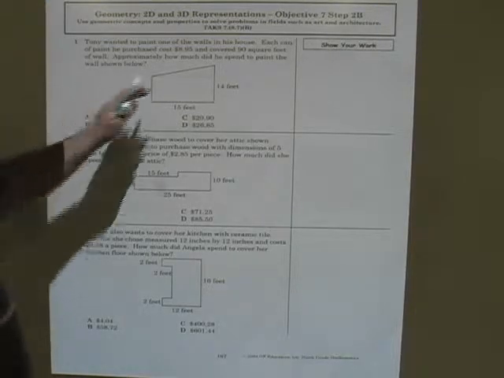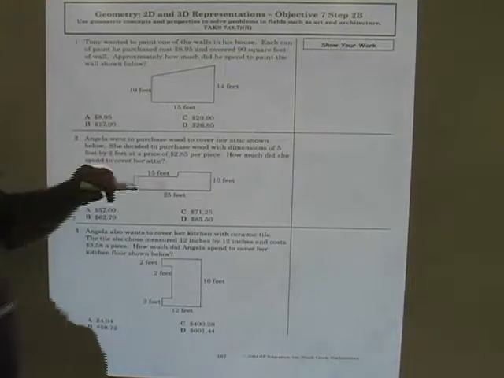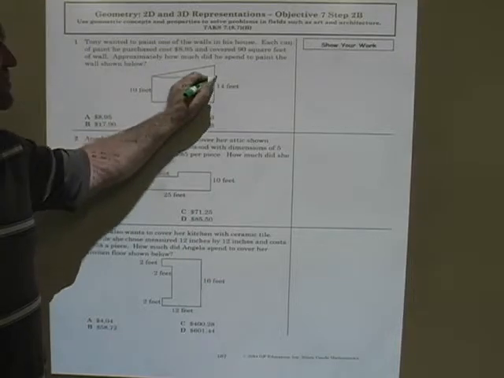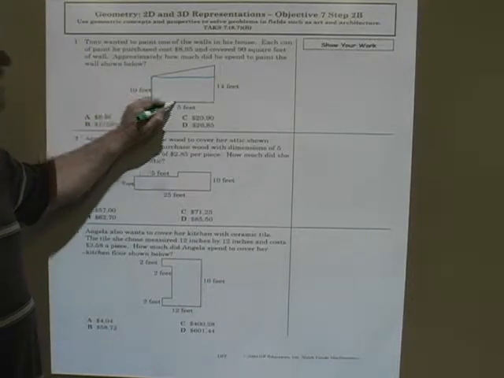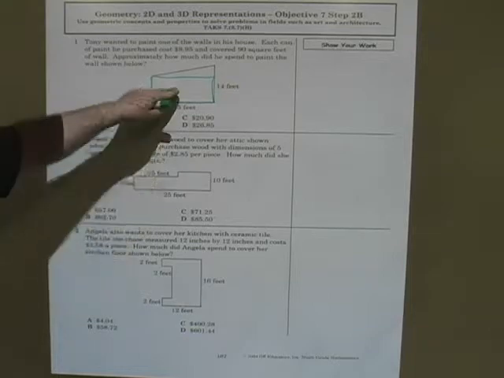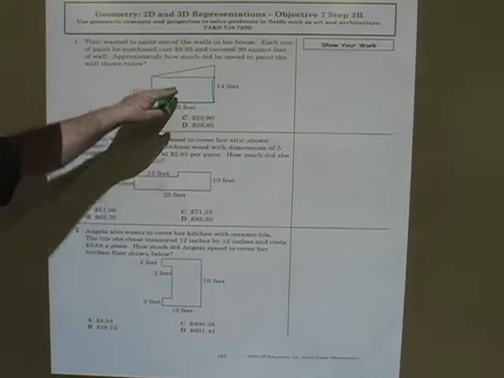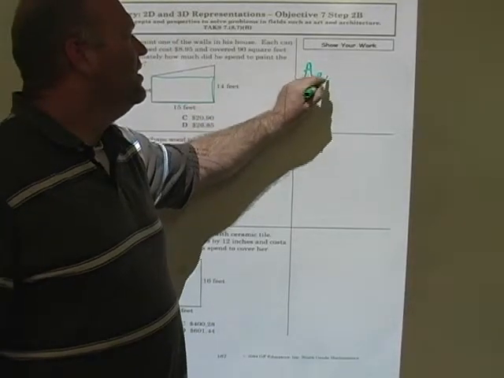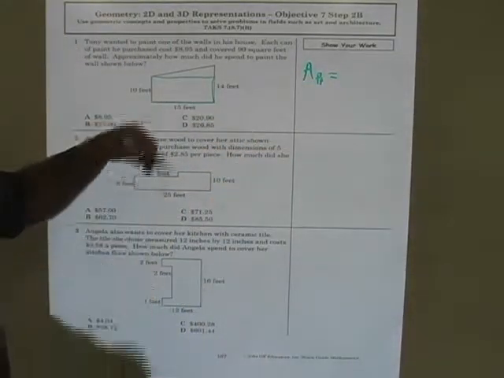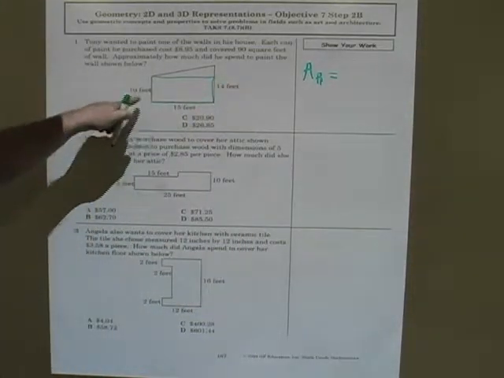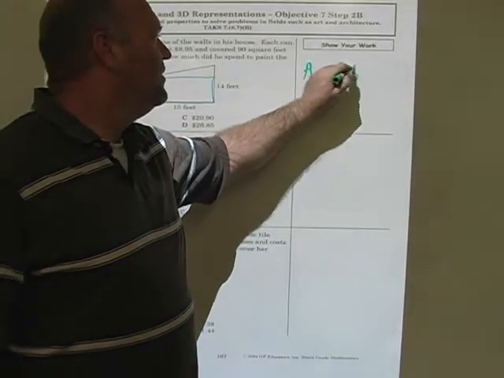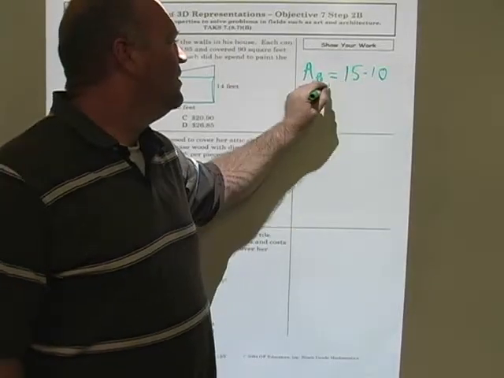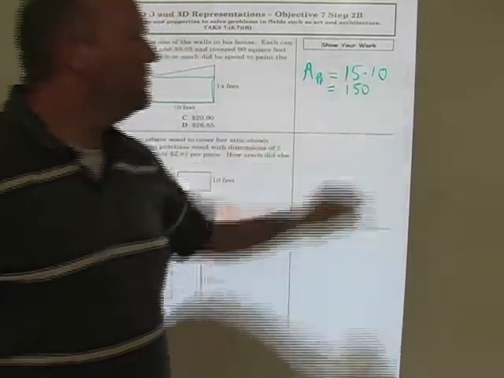Okay, so if you're going to find the area of this figure, what you want to do is divide it up into its parts. I see a rectangle and I see a triangle. Let's take the rectangle. That's the easy one. Area of a rectangle is length times width, and the length is going to be 15, and the width is 10. So that's 150.